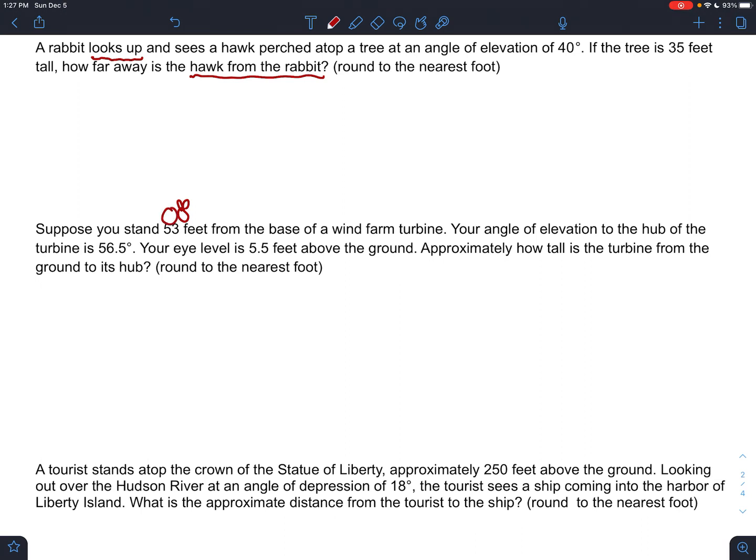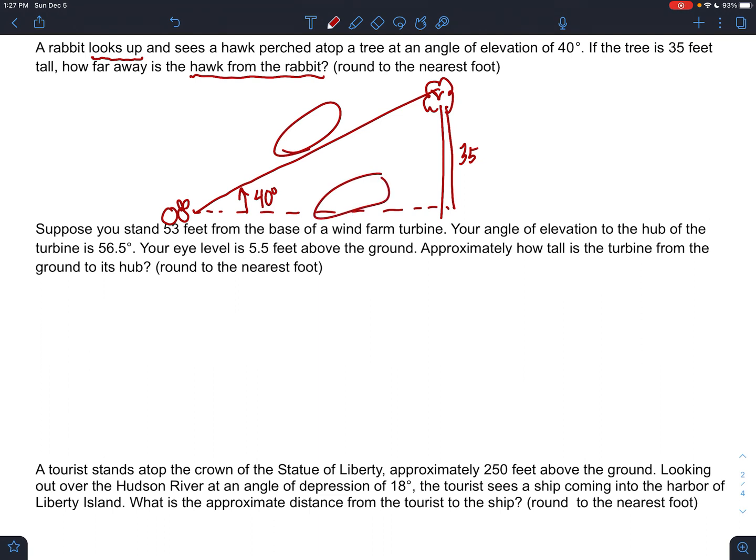Okay, so rabbit down here looks up. So the rabbit's horizon line is basically on the ground. The problem doesn't say that the rabbit is 6 inches tall or anything, so we're going to assume that the ground level is the horizon. But the rabbit is looking up like this with 40 degrees at a bird that's in the tree up there. Okay? And the tree is 35, we'll label that. And they want to know how far away the hawk and the rabbit are.